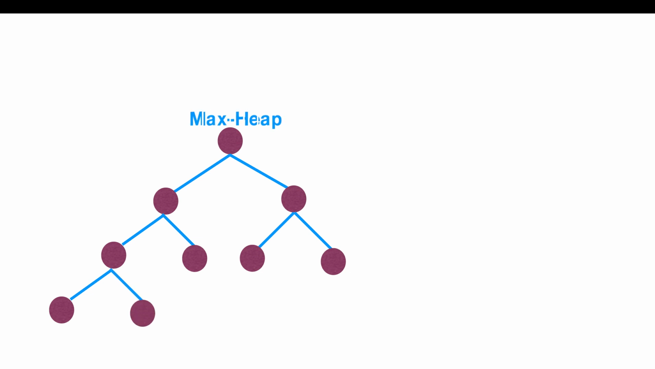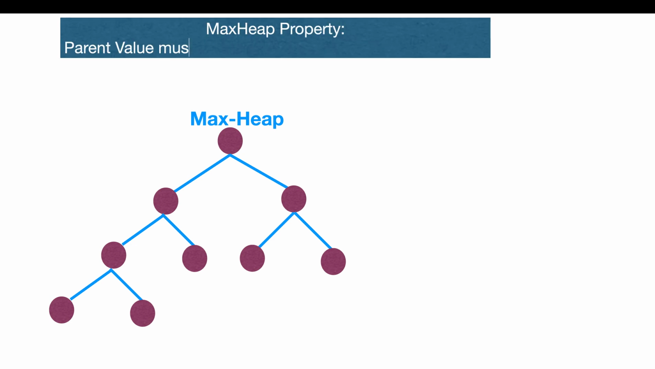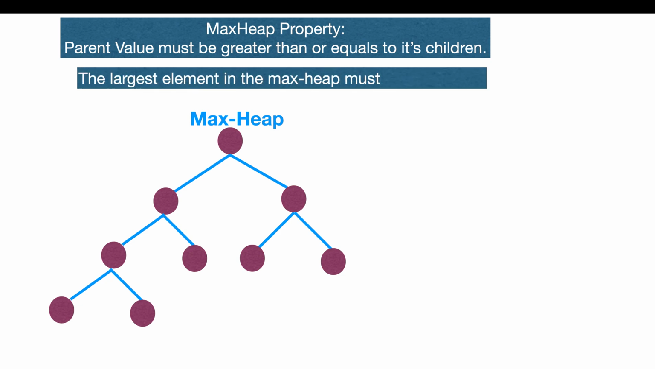Let's talk about MaxHeap. The MaxHeap property is the parent value must be greater than or equals to its children. In a max heap, the largest element is at root so that you can access max element in constant time. So these are the elements which are representing max heap. Let's see is it satisfying max heap property or not.